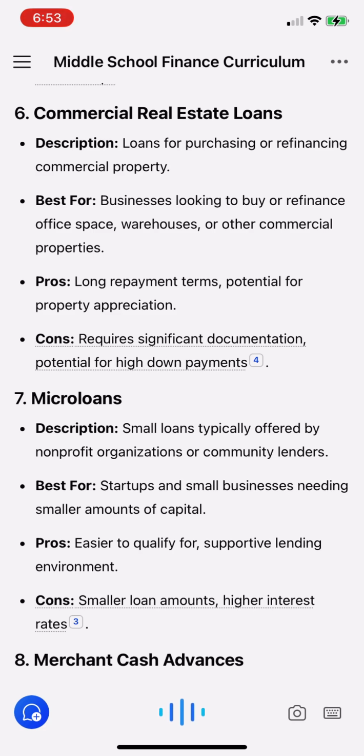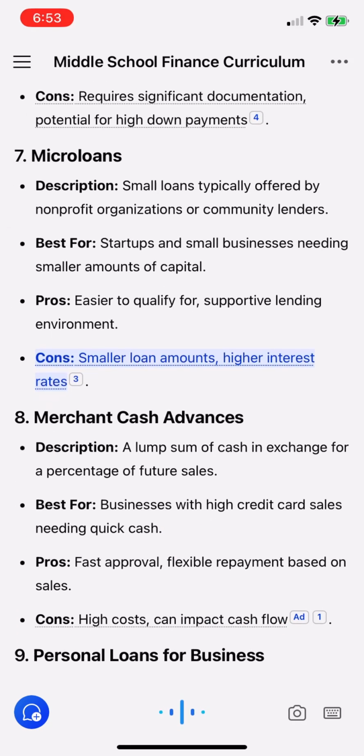Best for businesses looking to buy or refinance office space, warehouses, or other commercial properties. Pros: long repayment terms, potential for property appreciation. Cons: requires significant documentation, potential for high down payments.